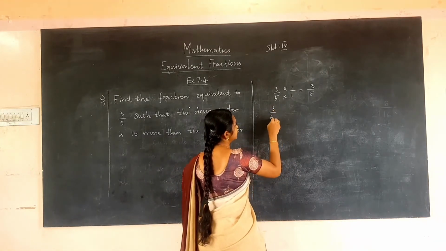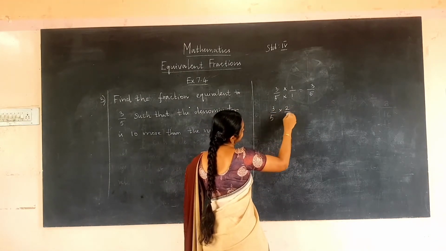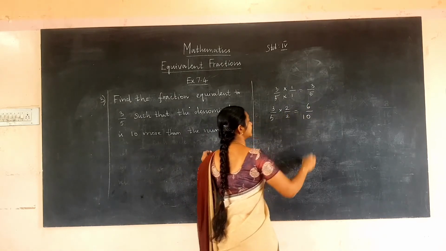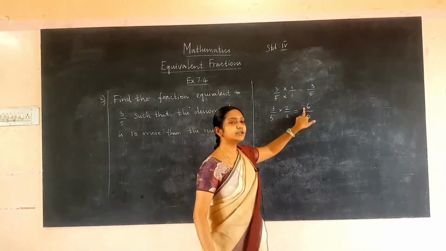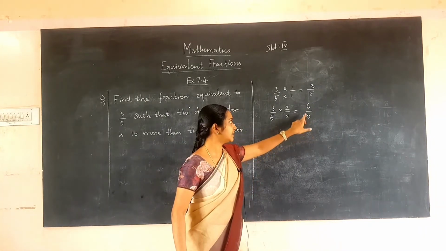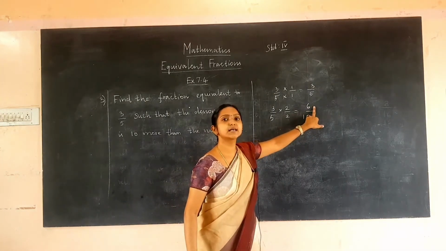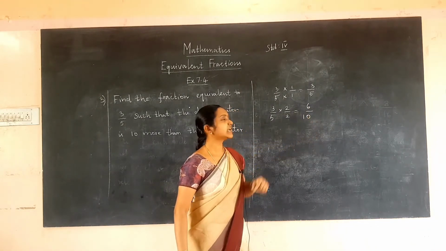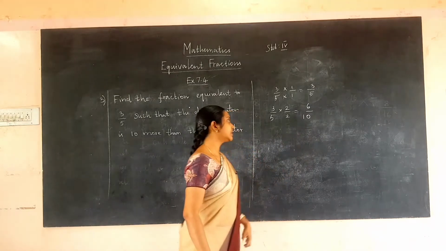Then multiply it with 2. 3 into 2 is 6, 5 into 2 is 10. If we add 10 to the numerator, we must get the denominator. 10 plus 6 is 16. We should have 16 in the denominator. Here we are having only 10. So, this is not the equivalent fraction.